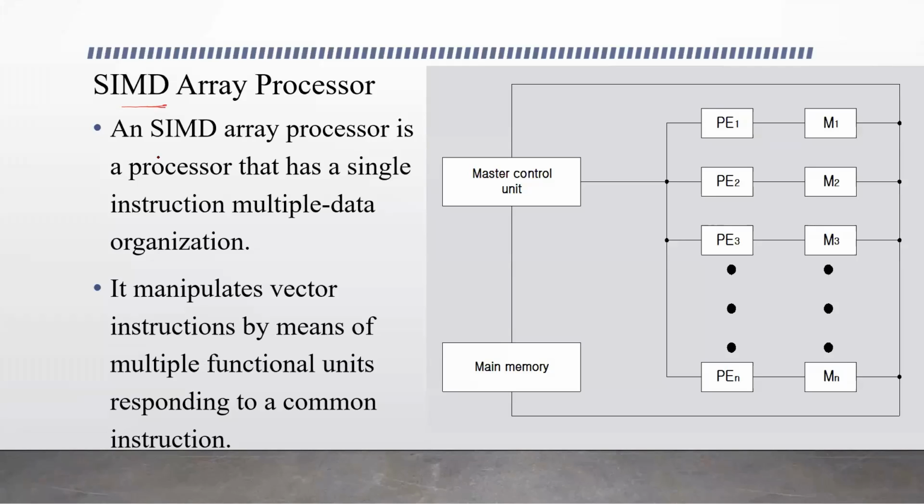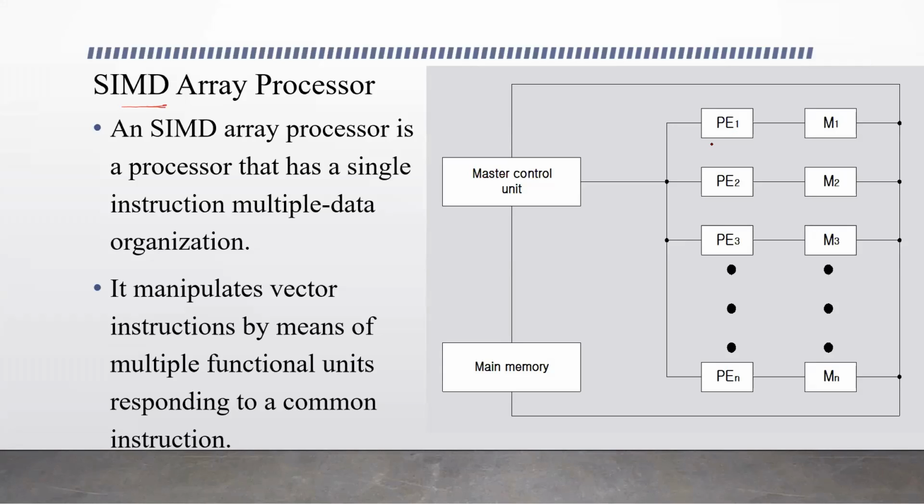So a SIMD array processor is a processor that has a single instruction, multiple data organization. A single instruction works on multiple data, like performing addition: the instruction is the same single instruction that adds, but the numbers are different. When an array of numbers needs to be added using a single instruction, the computer that performs that is SIMD. It manipulates vector instructions by means of multiple functional units responding to a common instruction.